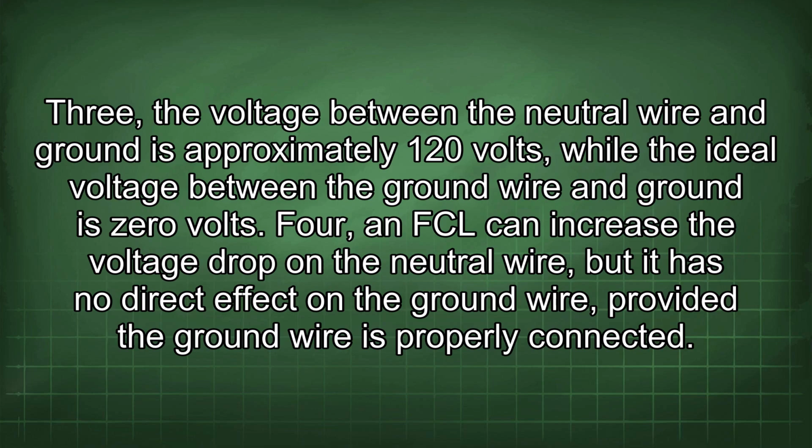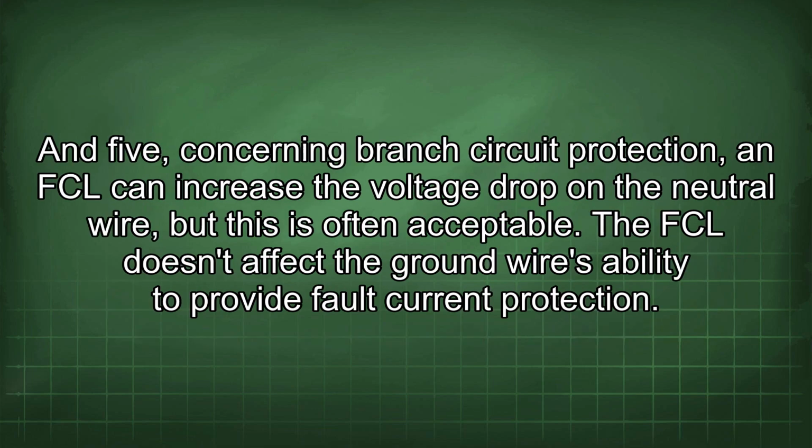4. An FCL can increase the voltage drop on the neutral wire, but it has no direct effect on the ground wire, provided the ground wire is properly connected. And 5. Concerning branch circuit protection, an FCL can increase the voltage drop on the neutral wire, but this is often acceptable. The FCL doesn't affect the ground wire's ability to provide fault current protection.